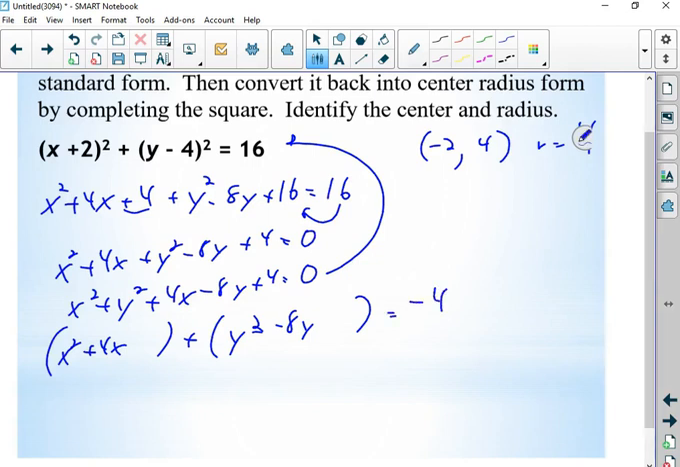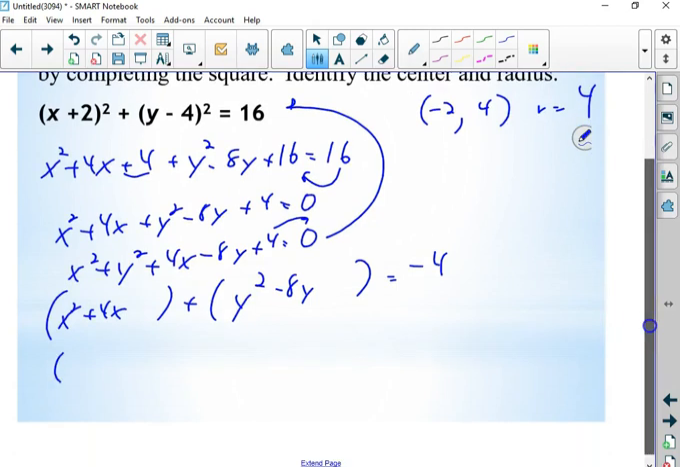And remember, we need to move this over so it's negative 4. All right, and then we just do the last step. We put x, half of 4 is 2. And then we square that. Put a 4 up here, and we put a 4 up here.